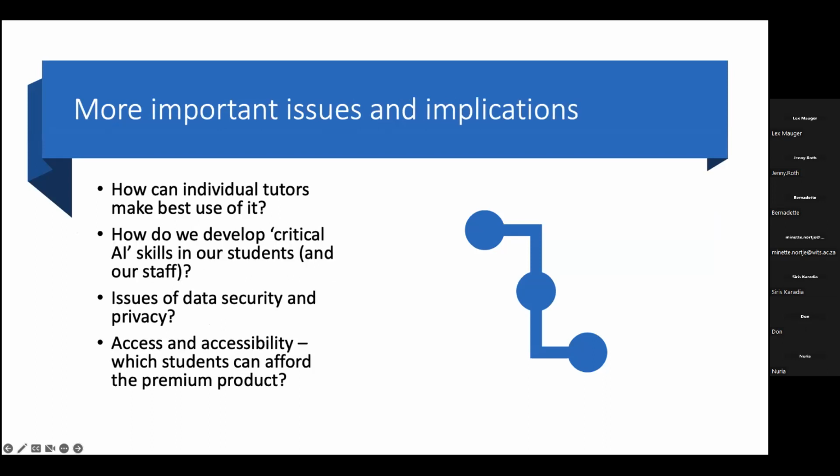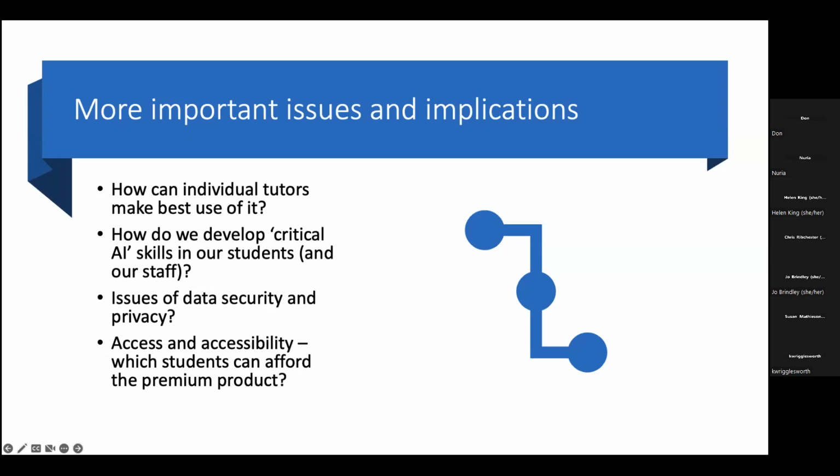Sue, do you want to talk us through some more important issues very quickly? Yeah, we haven't got much time, so I think it's a conversation really how we as individuals can use it, and I think those conversations have to go on. How we're going to develop the critical AI skills in our students and our staff. We're going to have workshops, staff development events for our colleagues for sure. And we need to be conscious about the data security and privacy things. And there was a whole list that came up in the example that we gave previously.